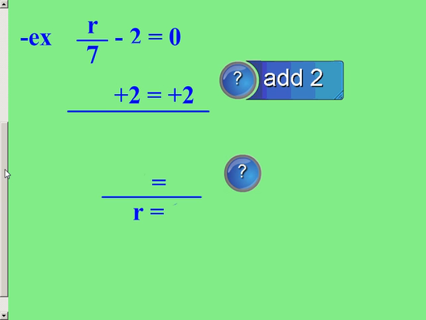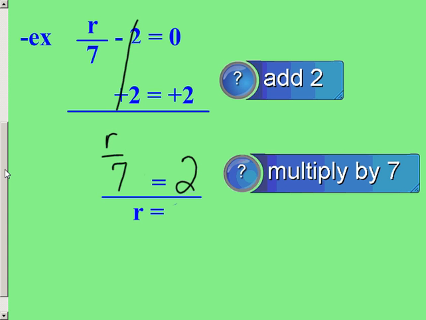When we do that, the minus 2 and the plus 2 cancel. That just leaves us with R over 7 equals 0 plus 2, which is 2. And then we're ready to get rid of the divided by 7. The opposite of divided by 7 is to multiply by 7. So we're going to put a times 7 here, a times 7 here. Times 7 and divided by 7 cancel, leaving us with just r equals 2 times 7, which is 14.